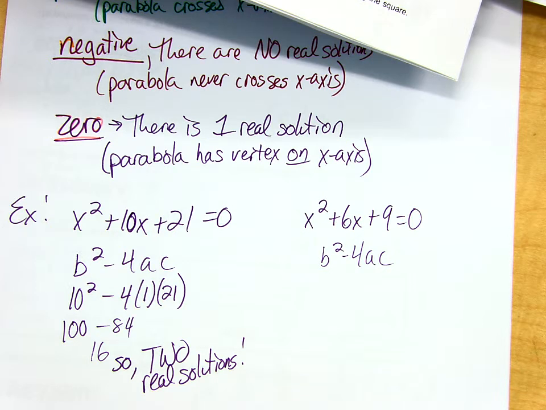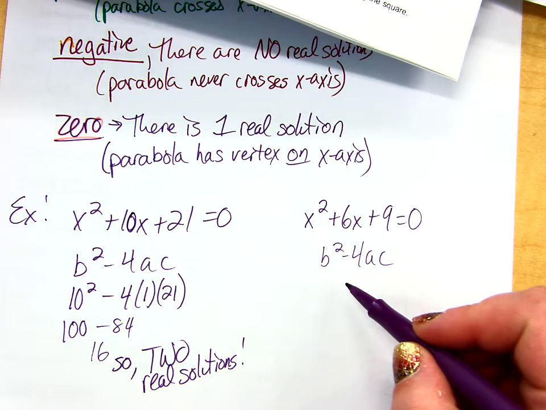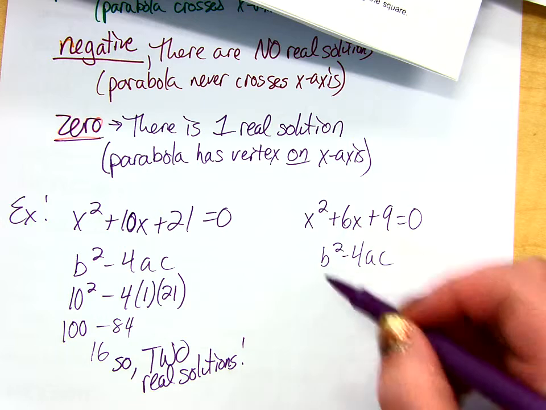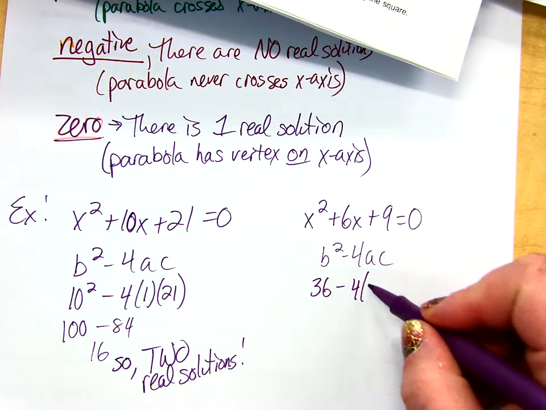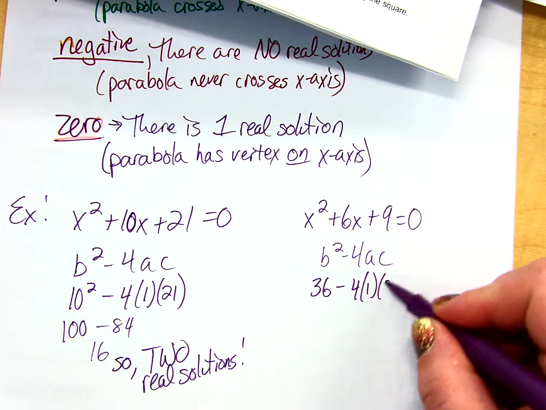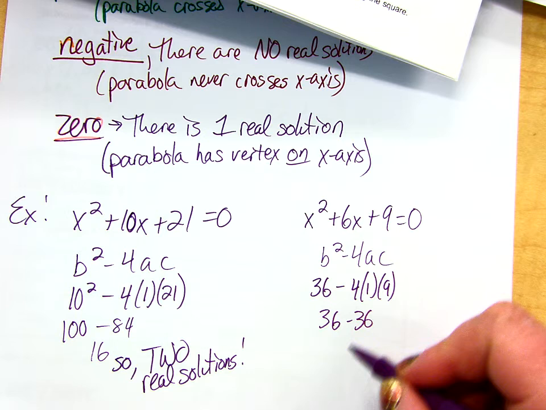Yep, you have it. Okay, tell us. Are you sure? Yep. So your answer to the discriminant, I think, ends up being 0. So b is 6. 6 squared is 36. Minus 4 times a is 1 times c is 9. So that'll be 36 minus 36. I end up with 0.